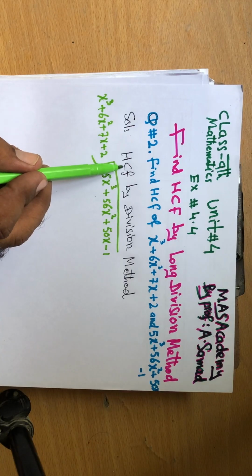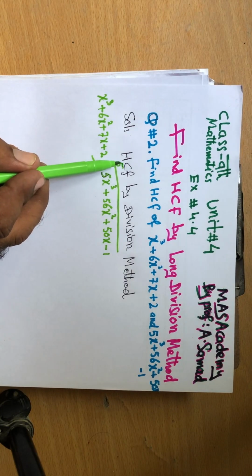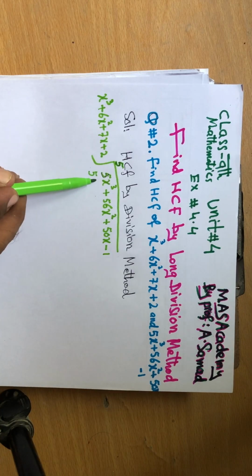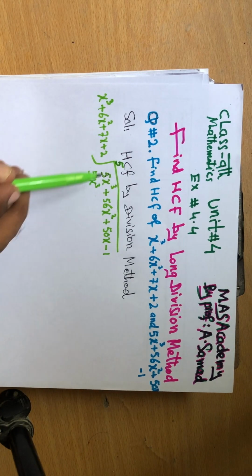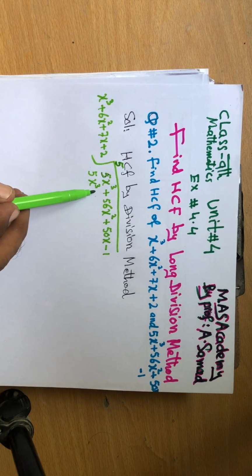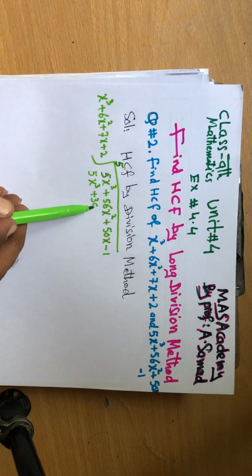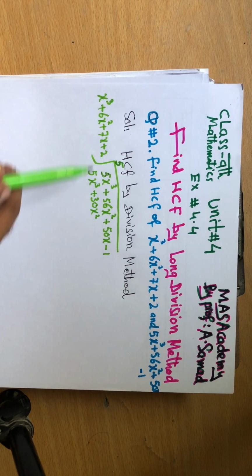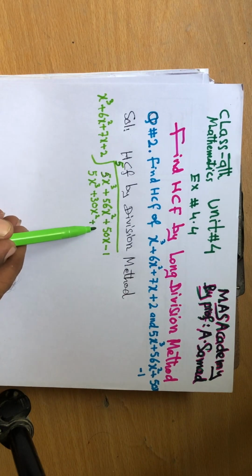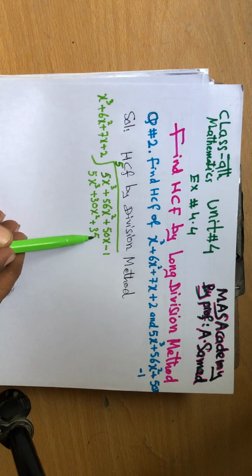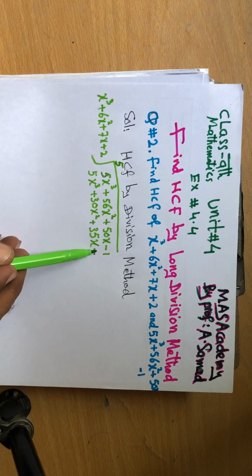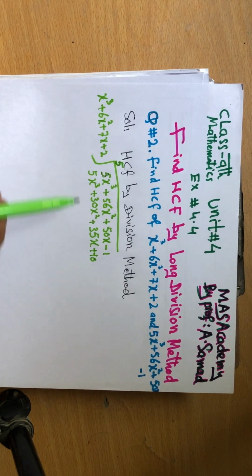Now x cube can catch 5x cube 5 times. Simply multiply 5 by the divisor, then it comes 5x cube. 5 multiplied by 6 comes 30x square. 5 multiplied by 7 comes 35x, and 5 multiplied by 2 comes plus 10.